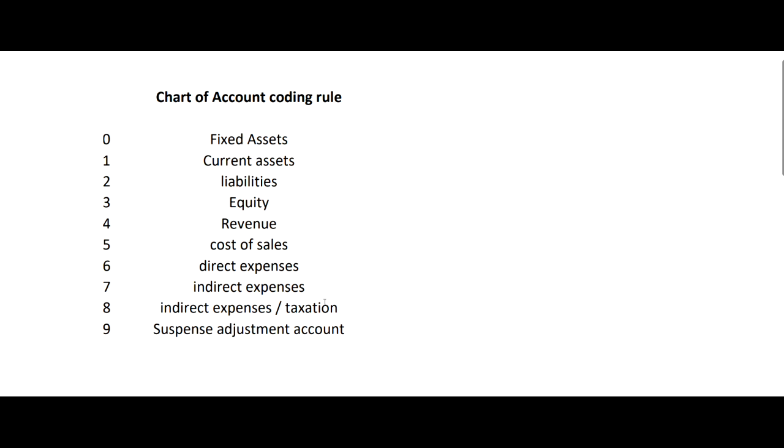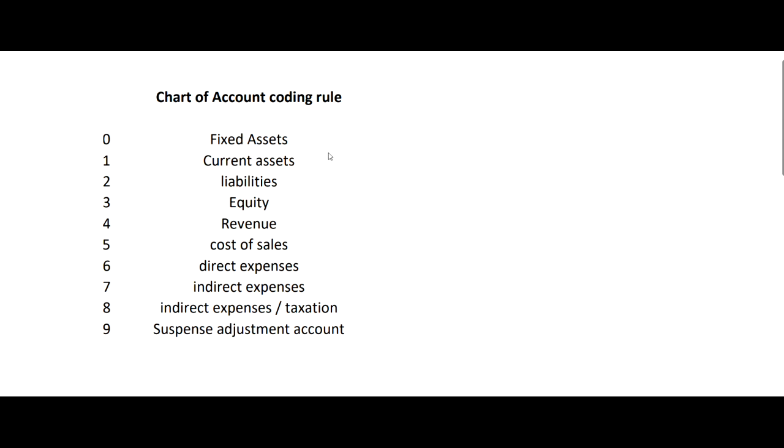So anything with the cost of sales, you would straight away know that that account would start with five, and so on. Direct expenses are going to start with six, indirect going to start with seven, and so on. So this is the handy tool for you to have in hand in order to practice yourself in Sage.